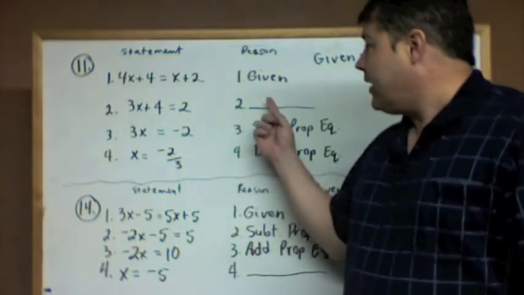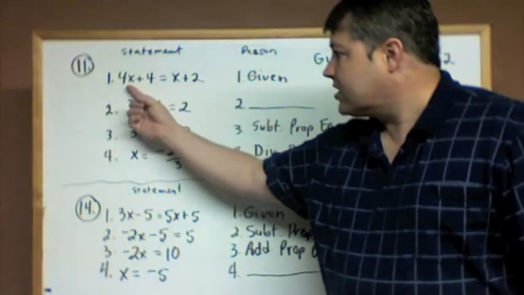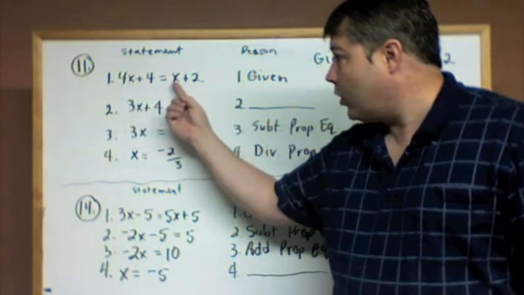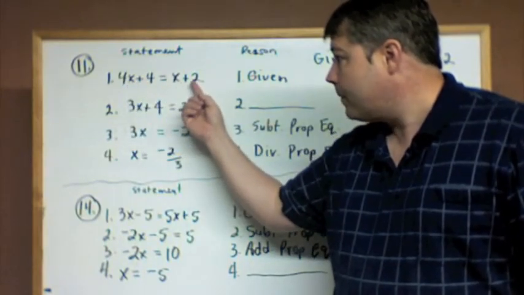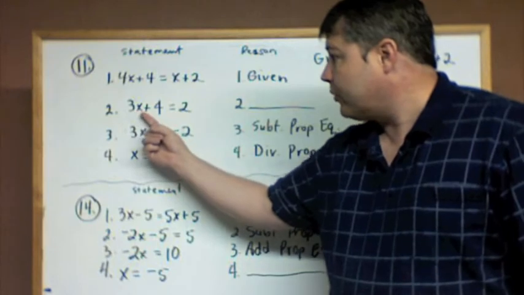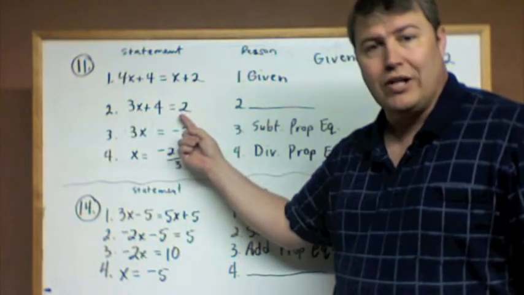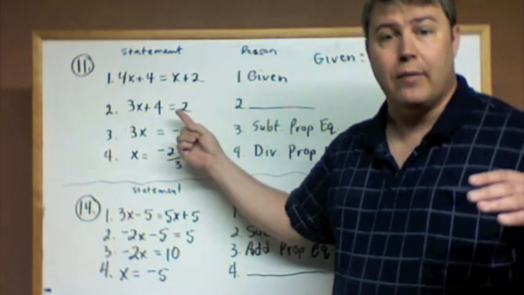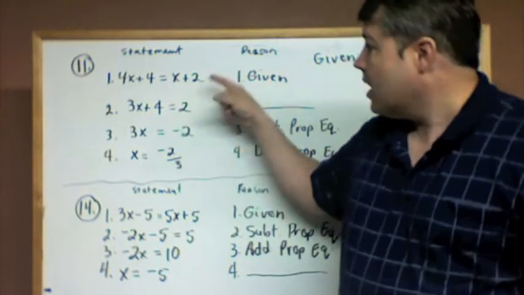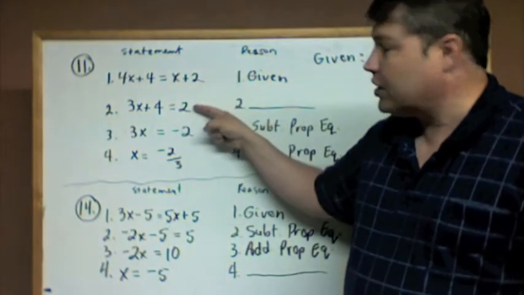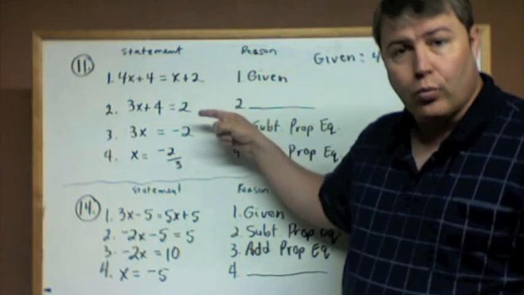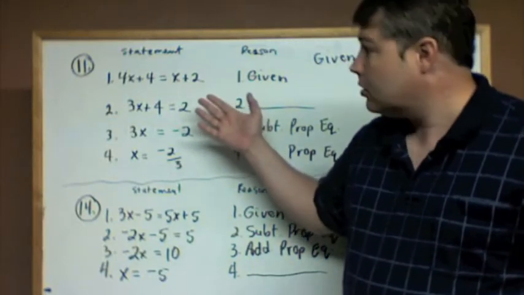Now, how do I get reason number 2? Well, we started off with 4x plus 4 equals x plus 2. And then we went to 3x plus 4 equals 2, and the question is, just like our assignment for section 1-3, from this equation to that equation, what did they do? What property did they use?